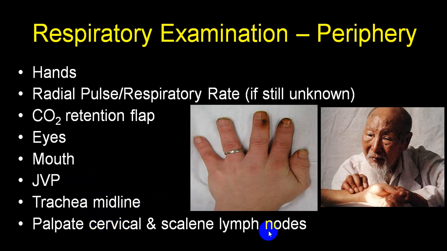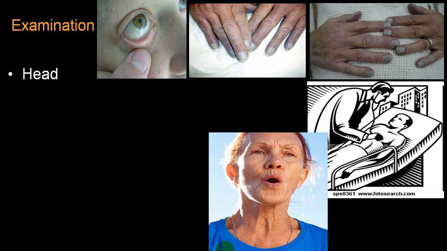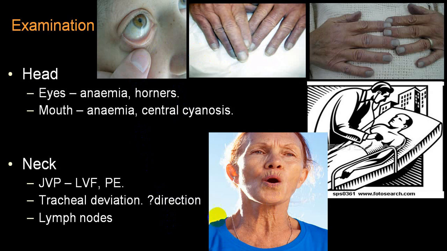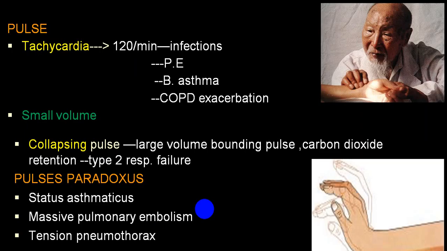Looking at the lymph nodes, we have already mentioned before. So right from the head onwards: pallor, cyanosis, clubbing, jaundice, this is pursed lip. Neck examination for lymph nodes, JVP. In pulse, tachycardia, low volume pulse, pulsus paradoxus. All this we have discussed in detail in vital signs.